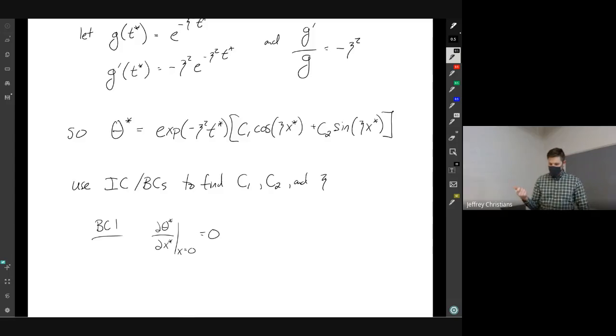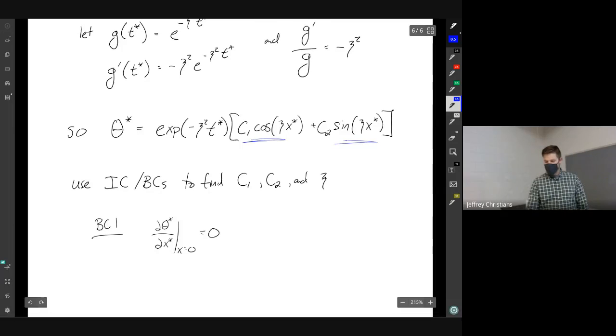So if we take the first derivative with respect to x, it's going to flip this guy to a sine with some constants. It's going to flip this guy to a cosine. If we evaluate it at x star equals 0, sine of 0 is 0. Cosine of 0 is 1. So this term here, the second term, is going to still be alive, which can't happen because it has to be equal to 0.